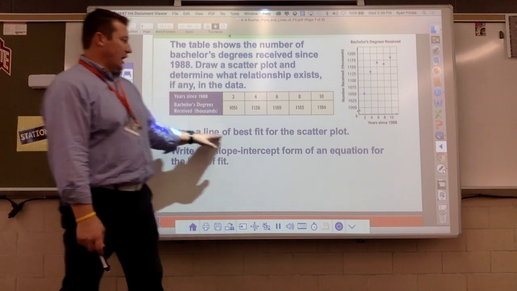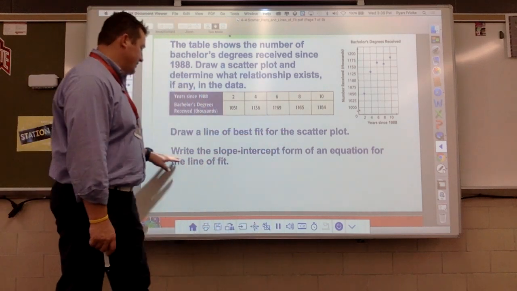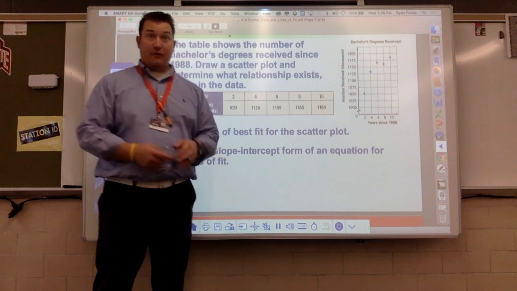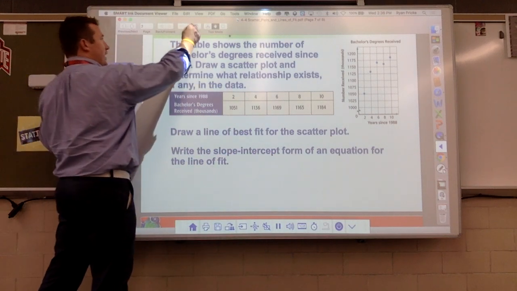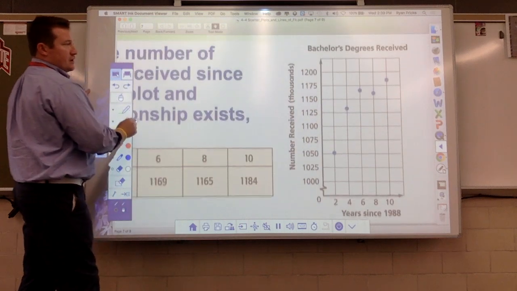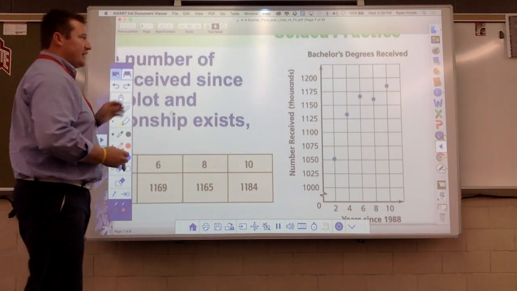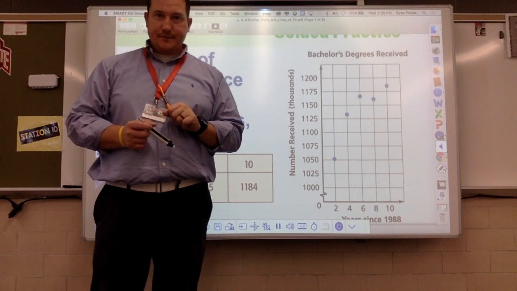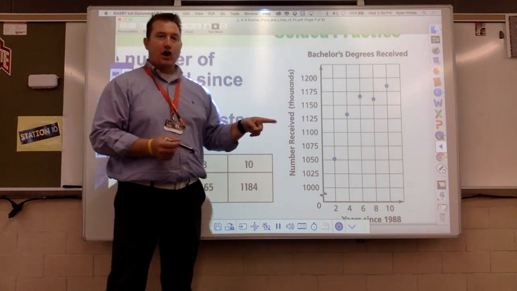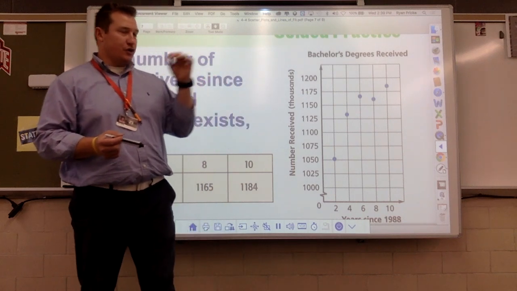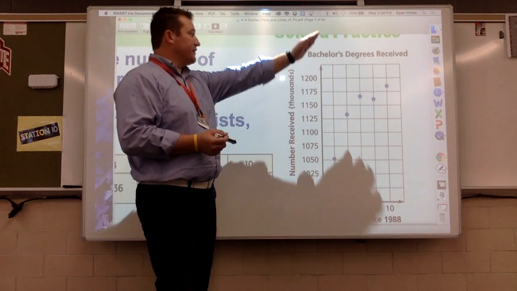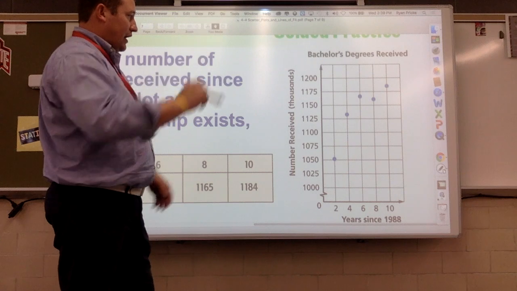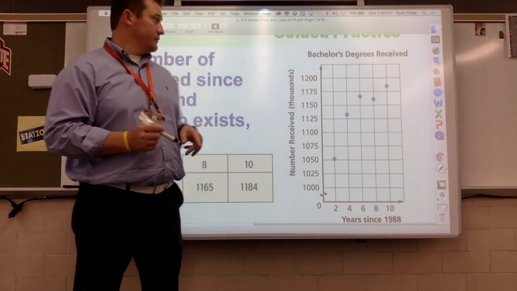Now it wants me to draw a line of best fit, and then it wants me to write the slope-intercept form of the equation. Okay, I'm going to zoom in on the graph for this part. So folks, if you are a good line of best fit, you do a couple things. Thing number one, we've already talked about. You've got to go in the direction of the association or the correlation. So this one is positive, so we need to be going uphill, okay?